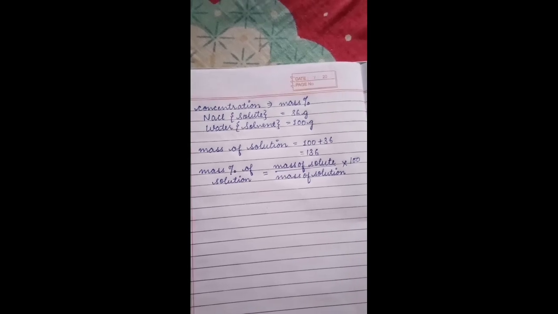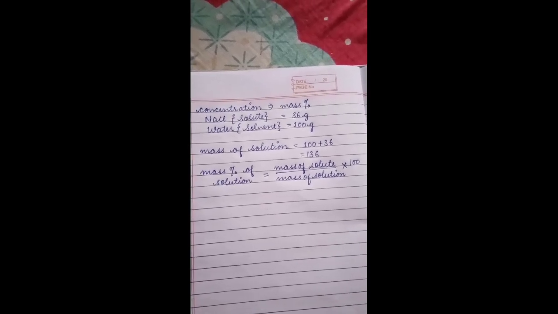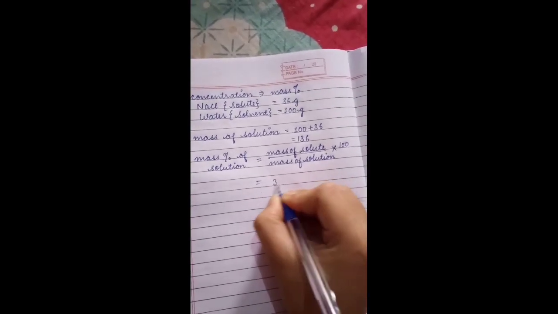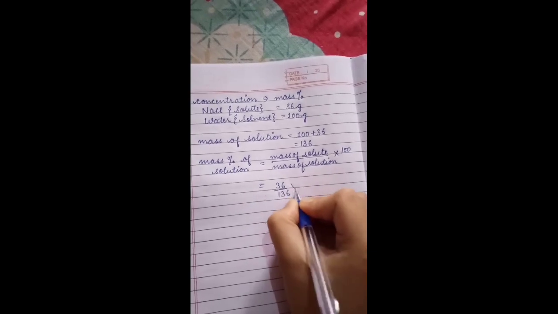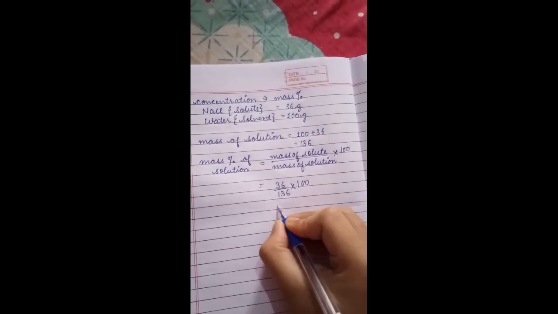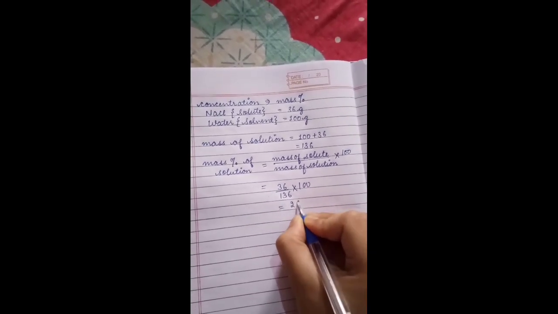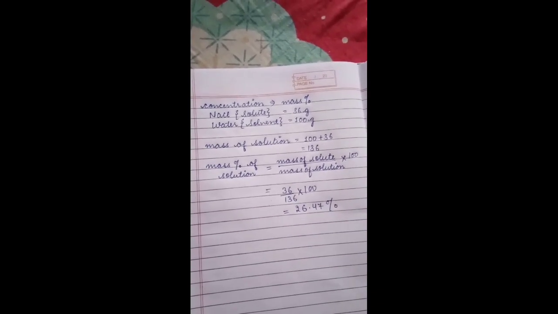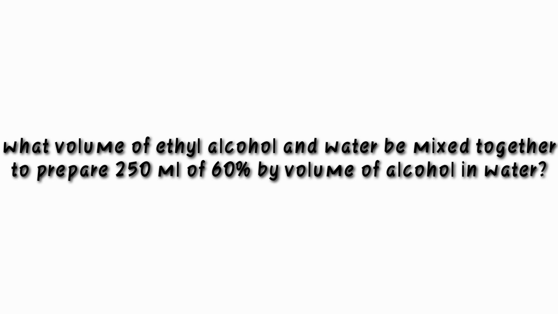As we know, the mass percent of solution is equal to mass of solute upon mass of solution into 100. Therefore we can write it 36 upon 136 into 100. We'll solve this and we will get the answer, 26.47%.